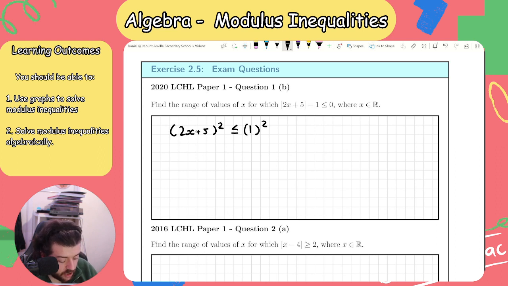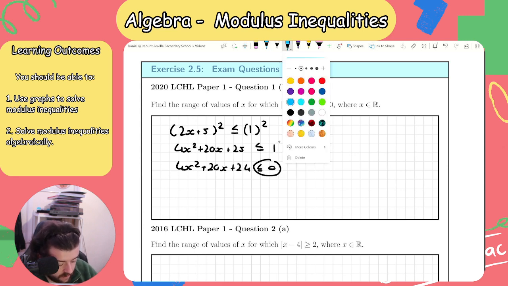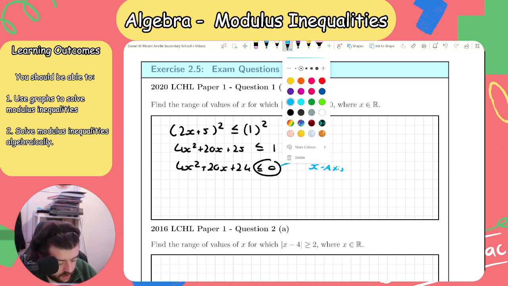So bring it over, square both sides. So you can get the modulus on its own and then square it. So I have 4x squared, and I think it's going to be 20x plus 25 when you expand it out, is less than or equal to 1. 4x squared plus 20x plus 24 is less than or equal to 0. So less than or equal to 0 means below the x-axis. Right. So I need to solve this now.